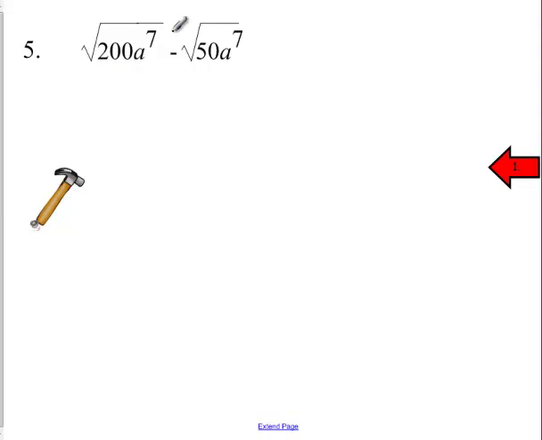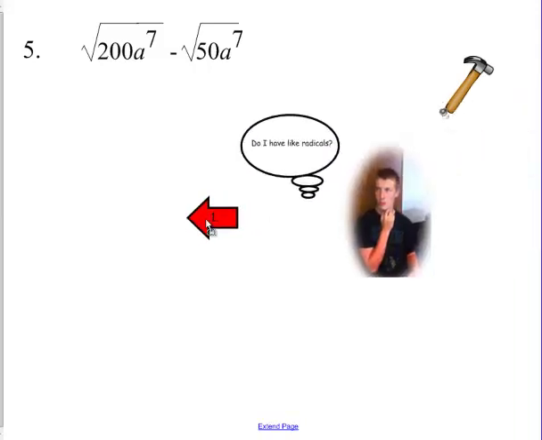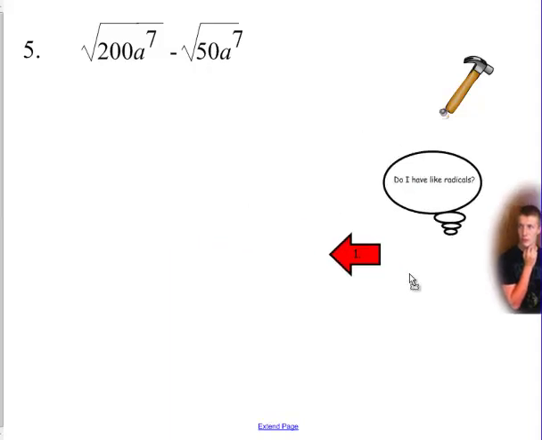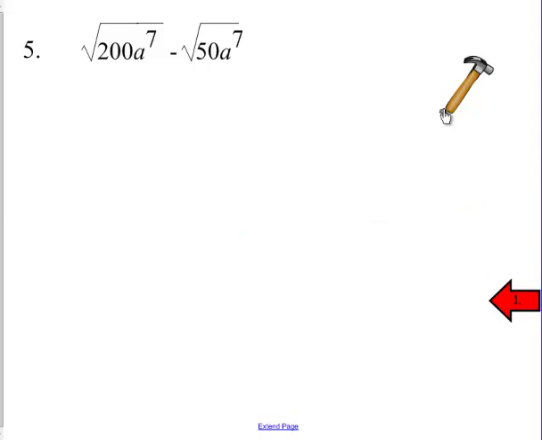Okay, just the last one. Help me out, Jack. Do I have like radicals? No, I do not. So since I don't have like radicals, one last time. Ring the bell, school's back in. Break it down.